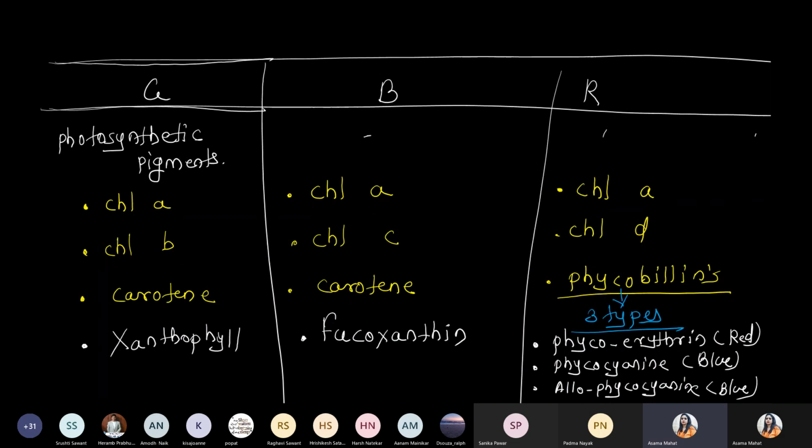So these are the next pigments we are talking about, the photosynthetic pigments: carotene, and phycobilins. Three types of phycobilins: phycoerythrin, phycocyanin, and allophycocyanin. And the next one is the xanthophyll pigment, fucoxanthin. Fucoxanthin is associated with the brown algae. Chalo. Now next, number 7, reserved food material.